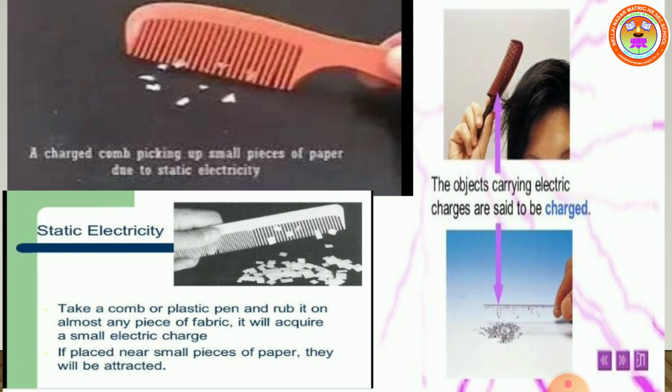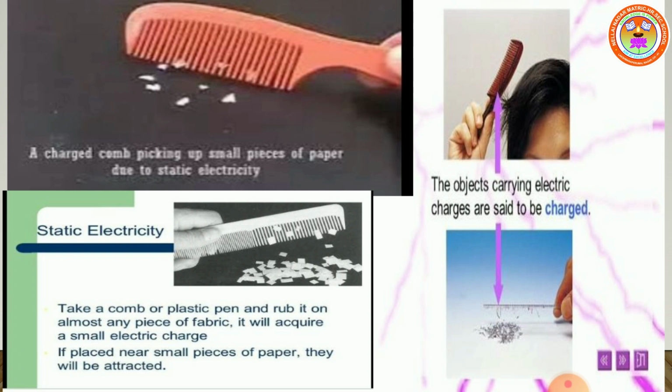First of all, we are going to see transfer by friction. Activity: through this activity, we will understand transfer by friction. Take a comb and place it near some pieces of paper. Are they attracted by the comb? Say yes or no. No.